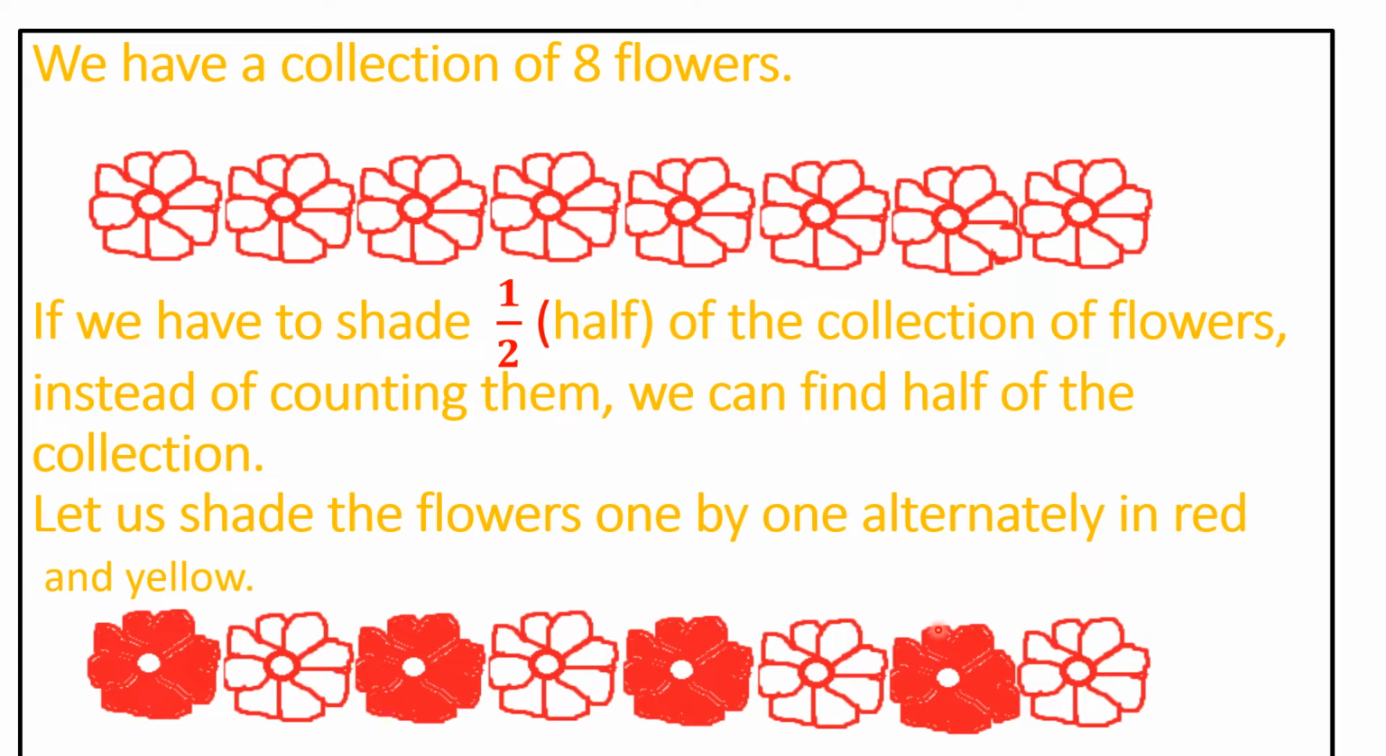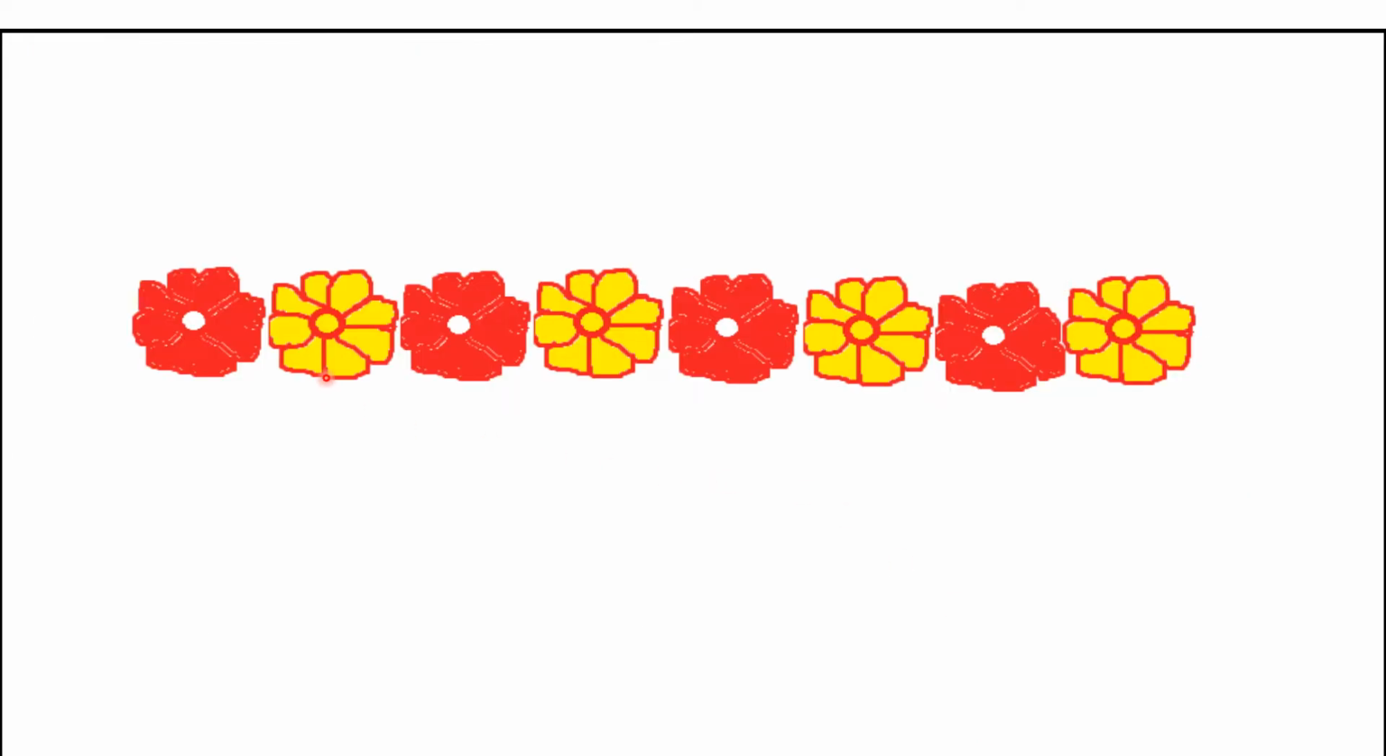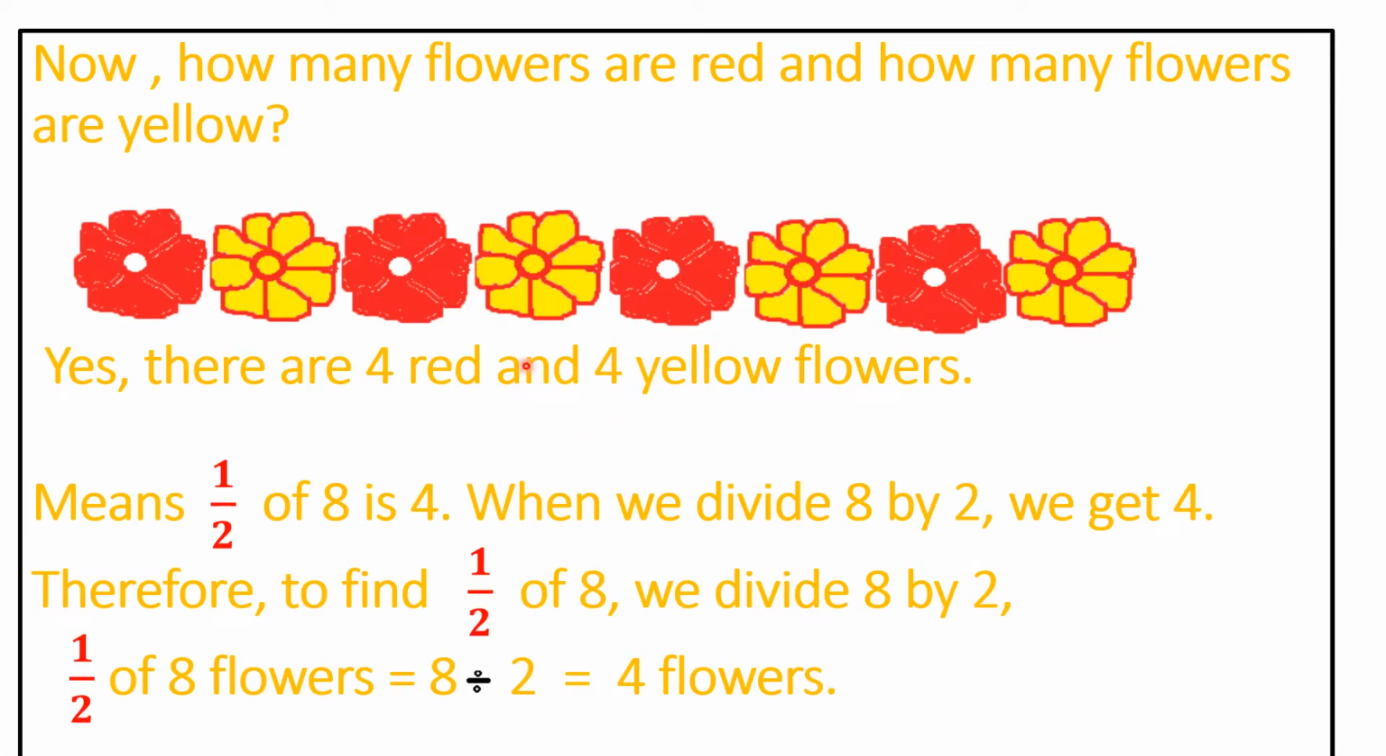Suppose we have shaded first all the alternate flowers with the red color. Now next alternate flowers we will color with the yellow color. Yes, I have shaded the next alternate flowers with the yellow color. Now you can tell me how many flowers are of the red color? Yes, these are 4. And how many flowers are of yellow color? These are again 4. So, there are 4 red and 4 yellow flowers.